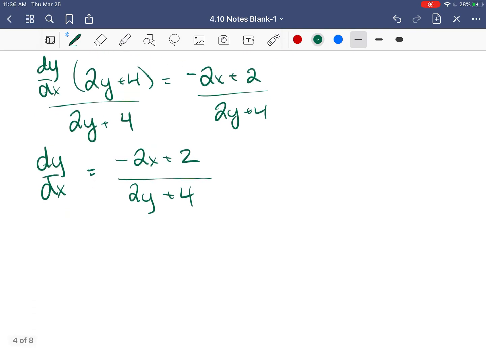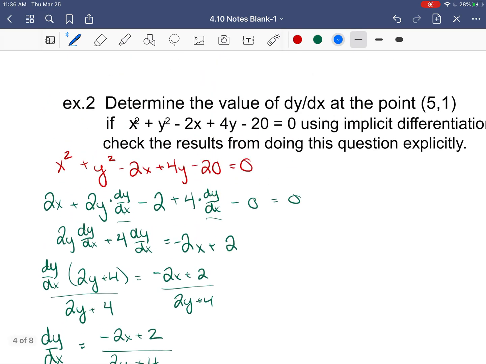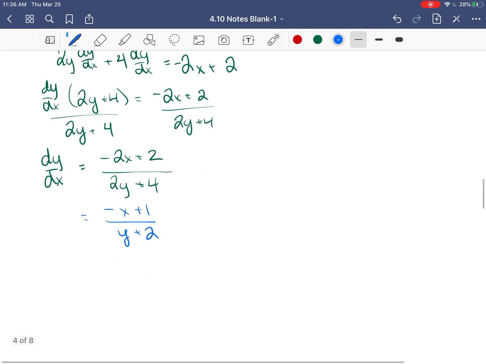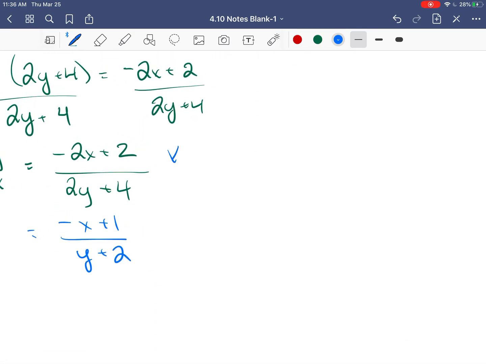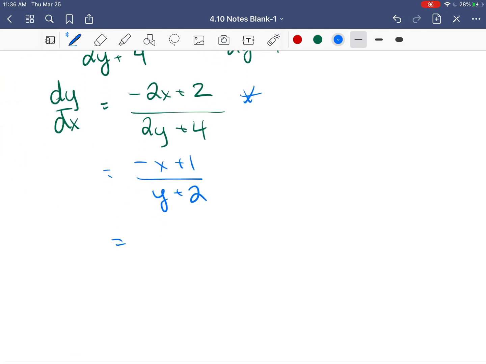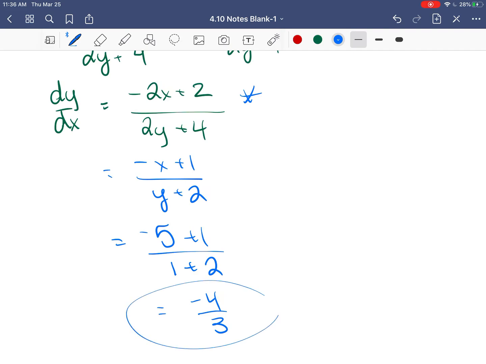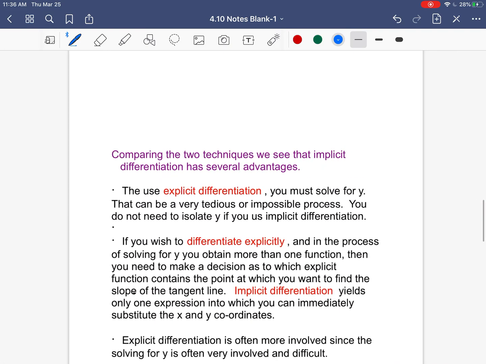We're then just going to simplify as much as we can. So everything can be divided by 2. So negative x plus 1 over y plus 2. And specifically, this question was asking us to find the derivative at the point (5, 1). So we're just going to plug those points in. Technically, we could have also done that at this step, but we can do what we want. So negative 5 plus 1 over 1 plus 2 equals negative 4 over 3. There's our derivative.